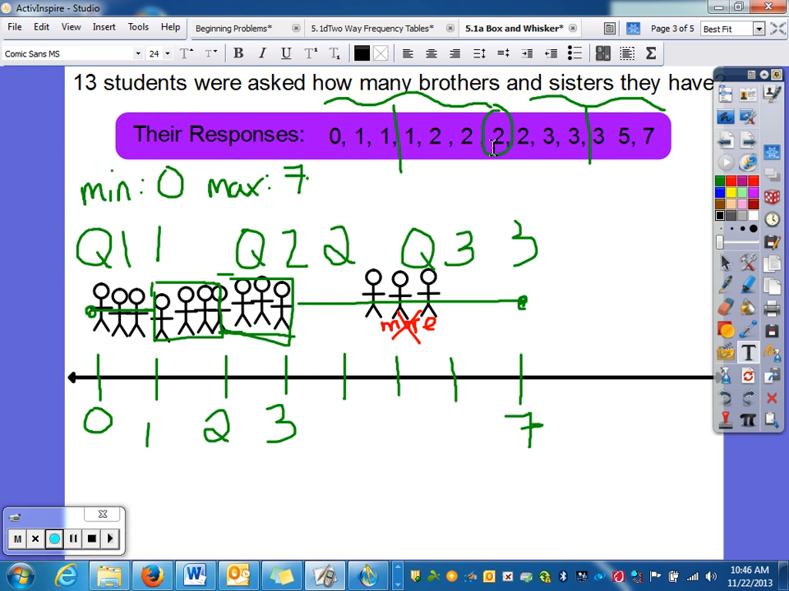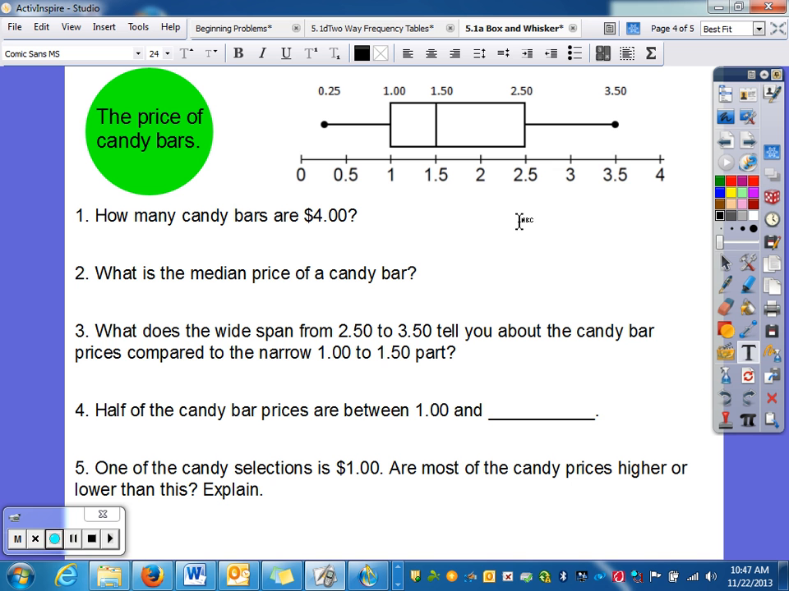Notice we're going from 3 to 7. The numbers in the section are from 3 to 7. So because there's a bigger whisker, it means the numbers are more spread out. Does not mean they have more. Alright, so let's look at this example of the price of a candy bar and the box and whisker plot that's created and see if you can interpret.